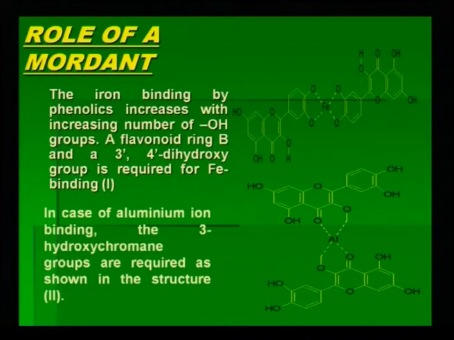What is the role of mordant? Now, if you look at this, the iron binding by phenolic group increases with the increasing number of the OH groups. A flavonoid ring B and the 3' 4' dihydroxy group is required for iron binding, and which can be seen in the first structure. You see how nicely the two flavonoid structures are linked up with the iron. And in the case of aluminum, the binding occurs with 3-hydroxychromane group, where the requirement of hydroxy plus carbonyl is a must, as shown in the structure number 2.